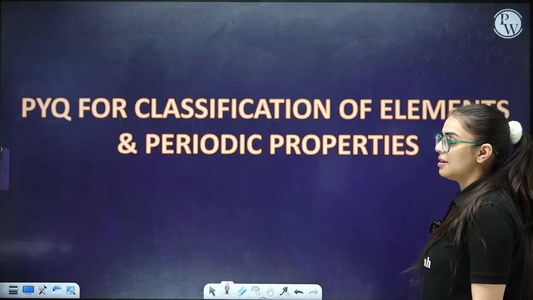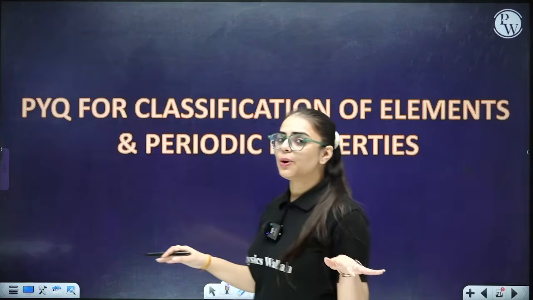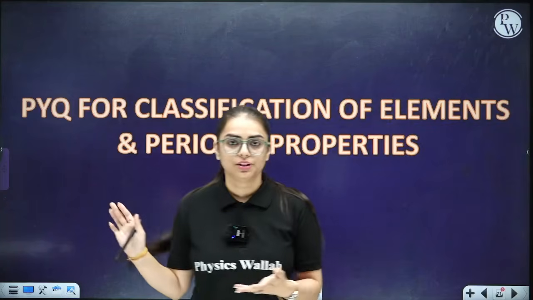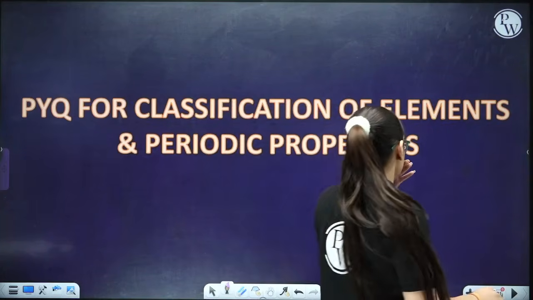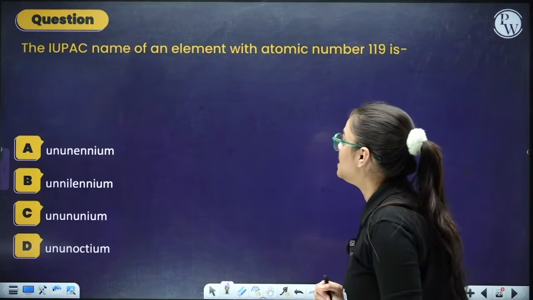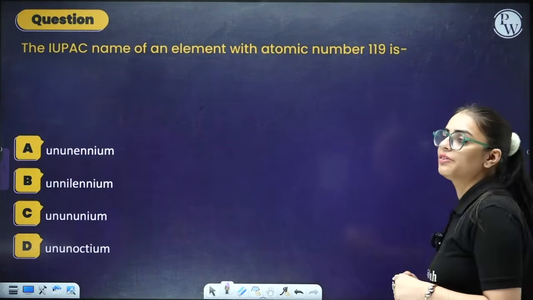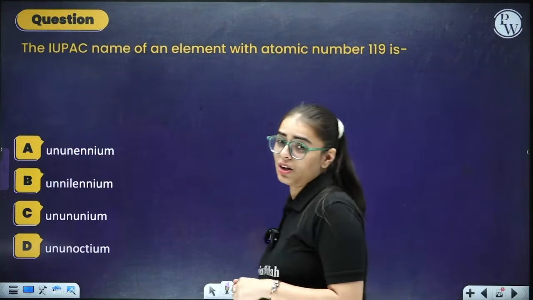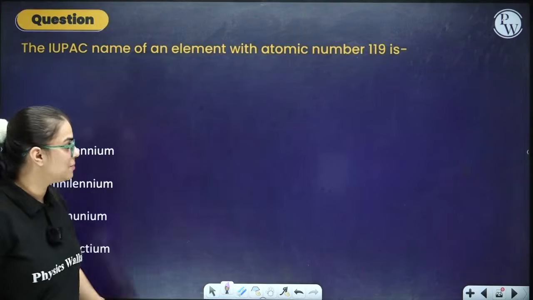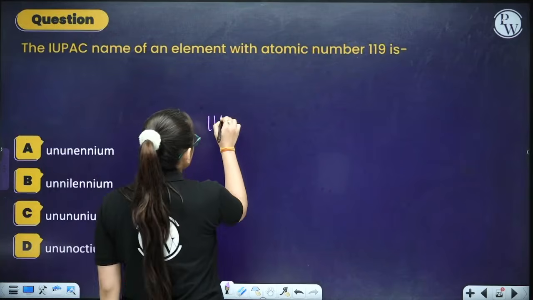The next is, it's time for the previous year questions, students. Now we have finished our homework session over here. I hope so now your homework queries are clear. Now we are starting with the previous year questions. The very first is, the IUPAC name of an element with atomic number 119 is going to be what? Now see, these are previous yearly asked questions for different competitive exams. Starting with 119 atomic number.